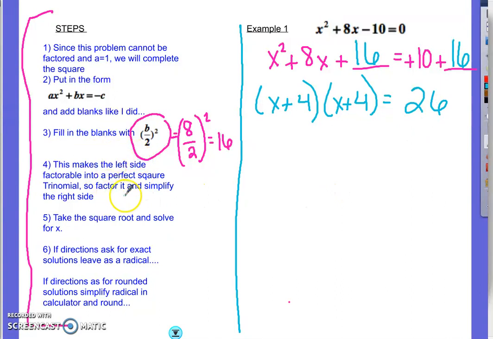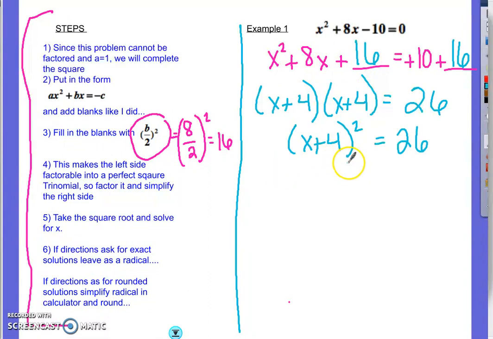All right, step 4. We factored and we simplified the right side. Take the square root and solve for x. Before we do that, let's write this. And normally I would do this in the same step, but this first time I didn't. So you can skip this step because this is always going to be a perfect square trinomial, which means we can always write it like this, okay?